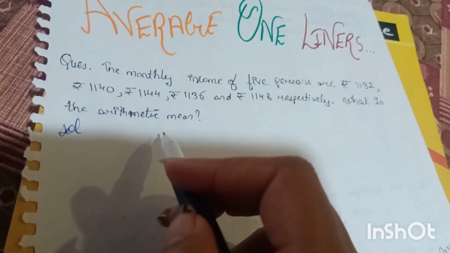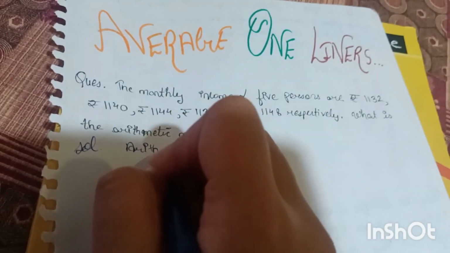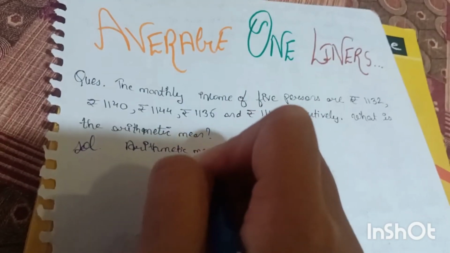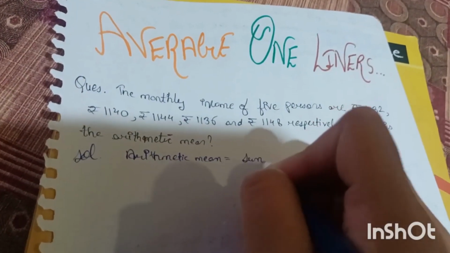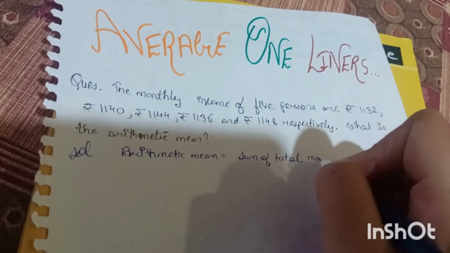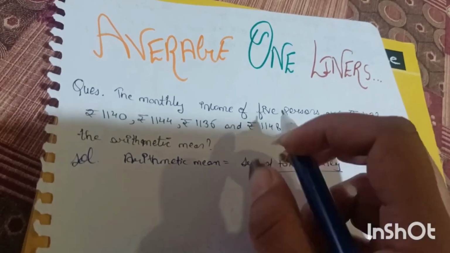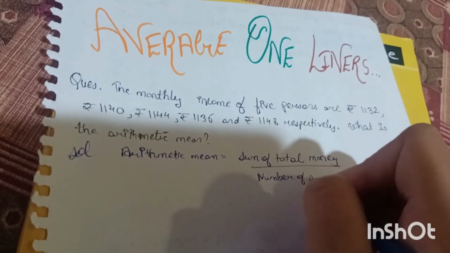First of all, let us see what arithmetic mean is. The formula for this is equals to sum of total money upon number of people.